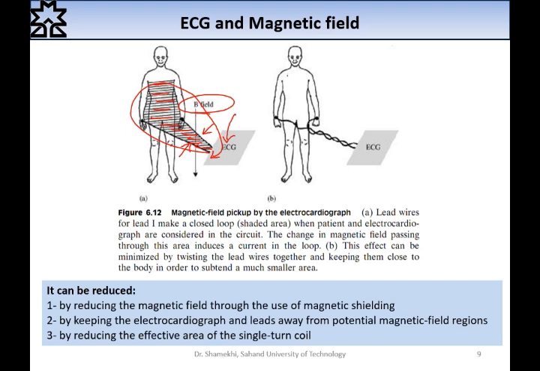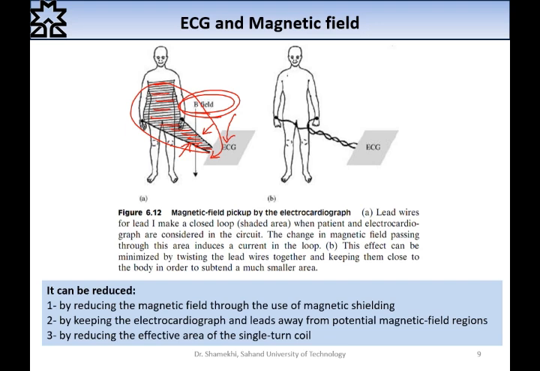Also, the change in magnetic field will change the output voltage. For reducing this bad effect, we should reduce, first of all, if we can reduce the B, the magnetic field, but usually the magnetic field is not under our control. Therefore, we should minimize other parameters to minimize the bad effect of magnetic field surrounding the body.